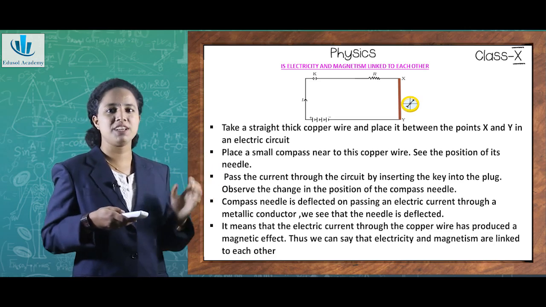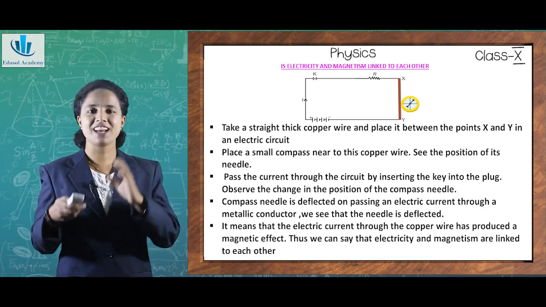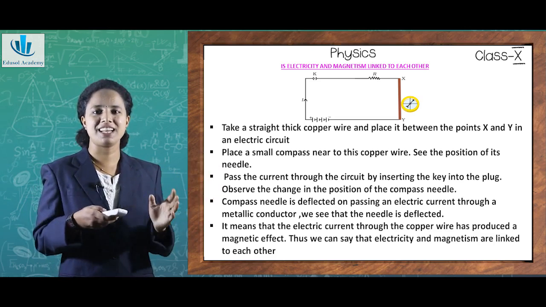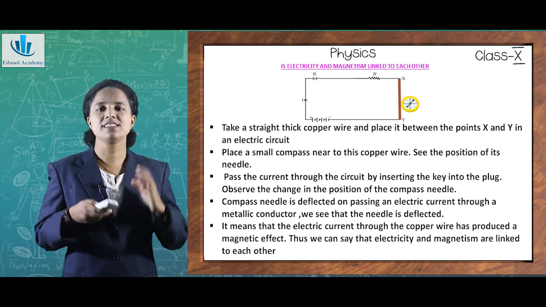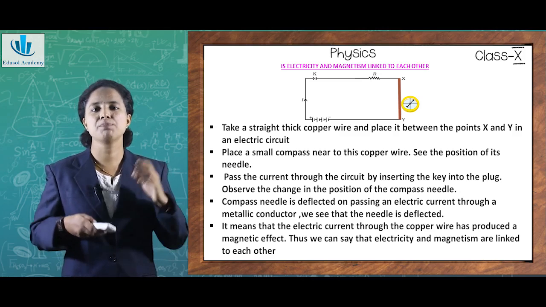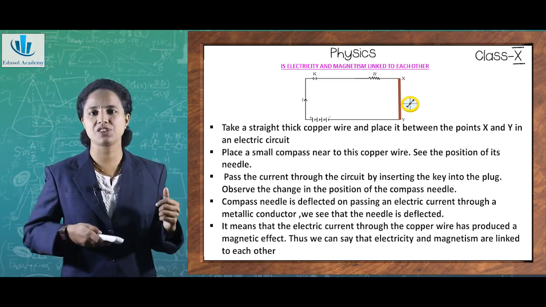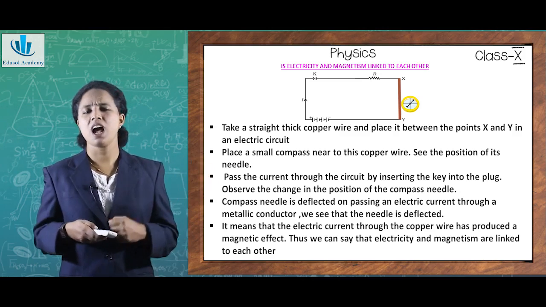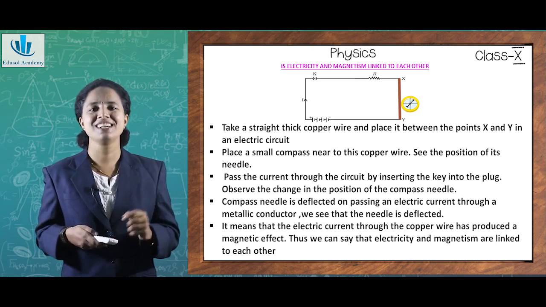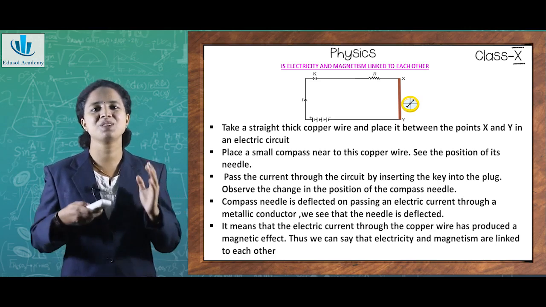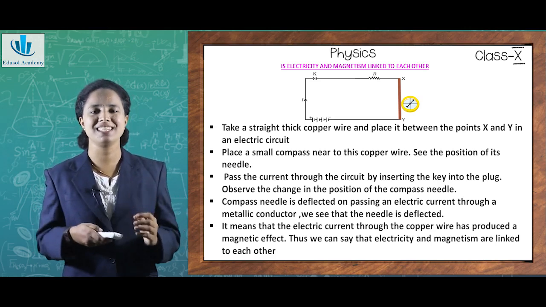As you can see in the figure, we are going to analyze whether current and magnetism are related to each other. For that, we need to take a straight thick copper wire and place it between the points X and Y in the electric circuit, as you can see. By the way, what do you mean by current? Current is defined as the rate of flow of charge per unit time, that is I equals Q by T.